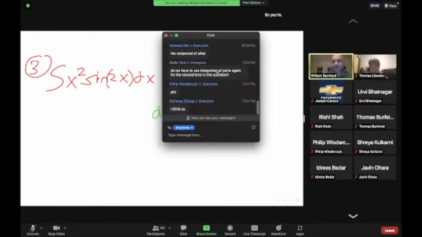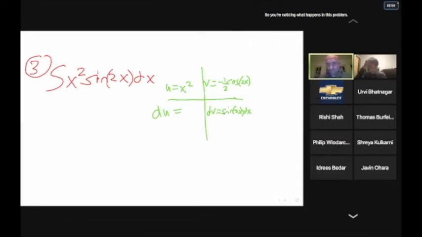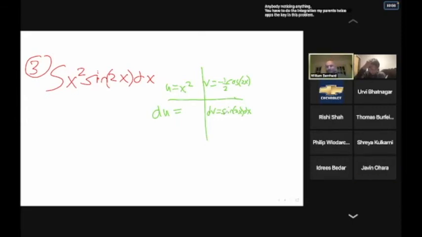So you're noticing what happens in this problem. Or maybe not. Anybody noticing anything? You have to do the integration by parts twice. That's the key in this problem. So we have to be careful with the parentheses. So in just another moment, I'm going to take you through the end of this so you can check your answer. And then we move on to another problem.